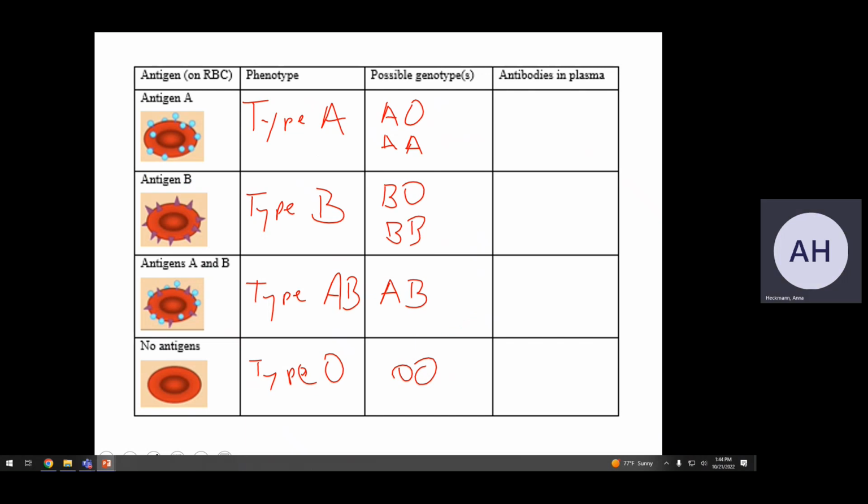Now let's go back and fill in the antibodies in the plasma column. Plasma is another part of blood, by the way. So if a red blood cell has antigen A, it's going to produce anti-B antibodies. And if it has antigen B, it will produce anti-A. And if it has antigens A and B, it will not produce antibodies. And if it has type O, it will produce both anti-A and anti-B.